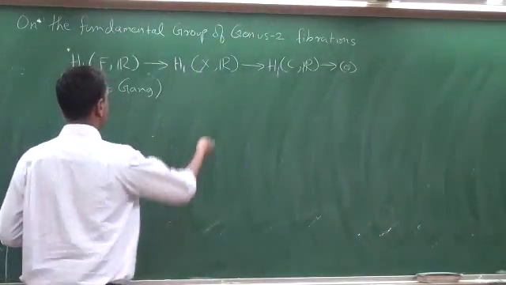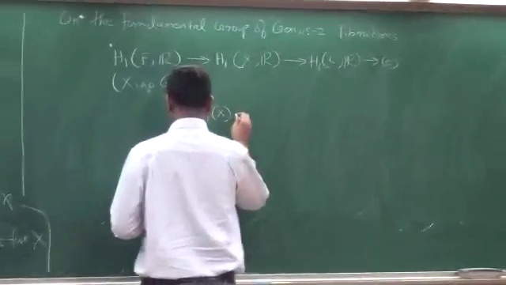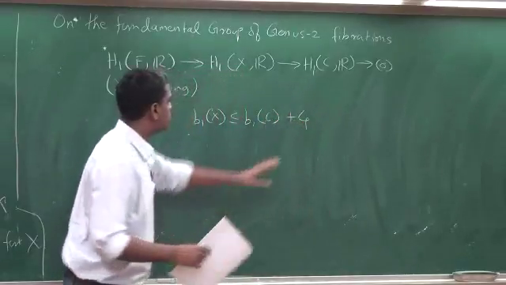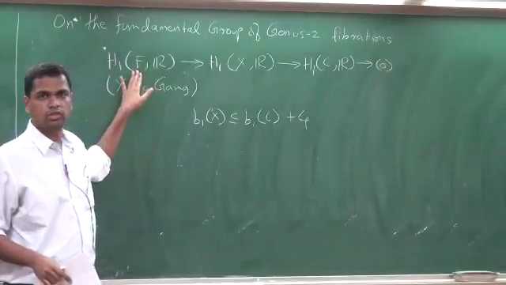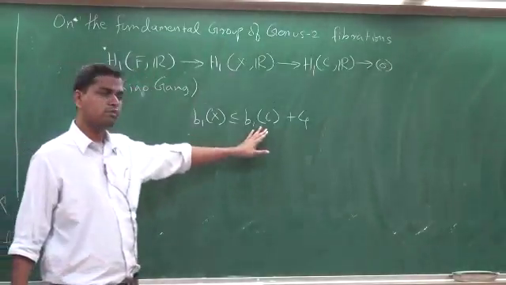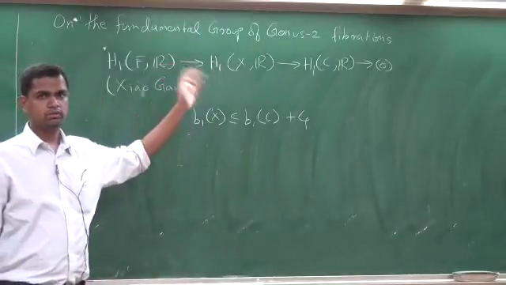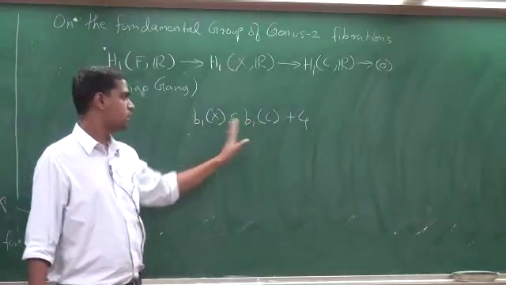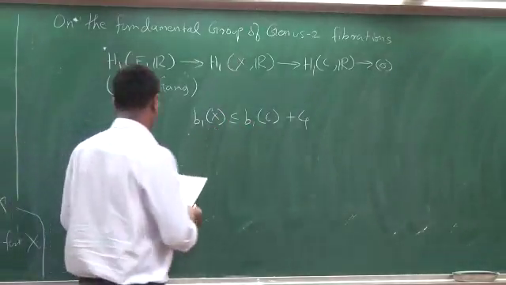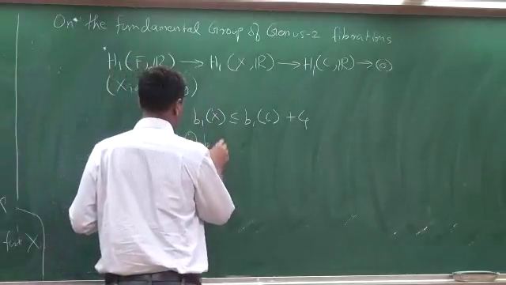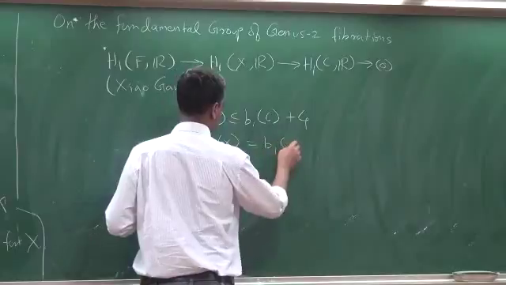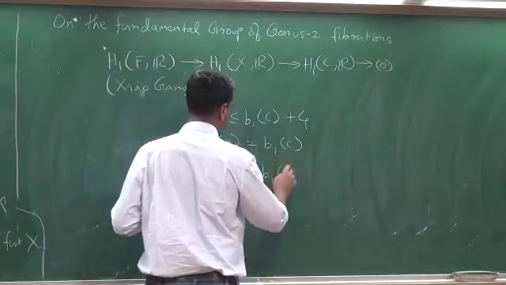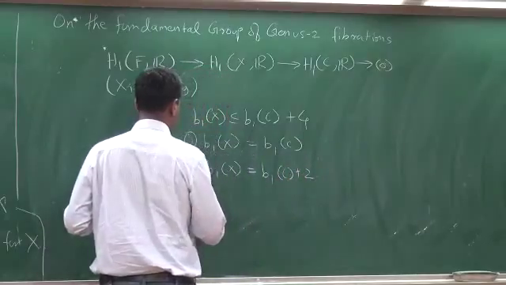And so what does this mean? Of course, it means that B1 of X is less than or equal to B1 of C plus 4, where 4 is the first Betti number of the general fiber, and you have B1 of C here, depending on whether it is injective or not. So we have this bound on X. So there are, of course, now three possibilities. B1 of X is equal to B1 of C, or B1 of X is equal to B1 of C plus 2, or B1 of C plus 4.